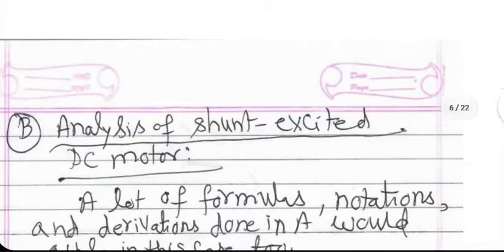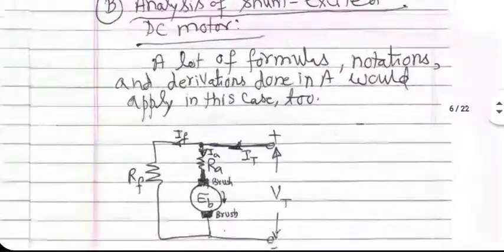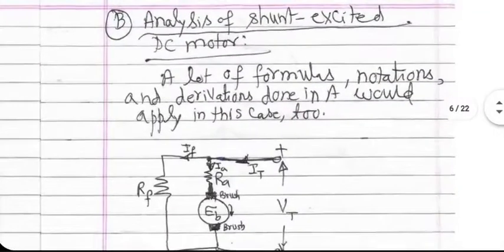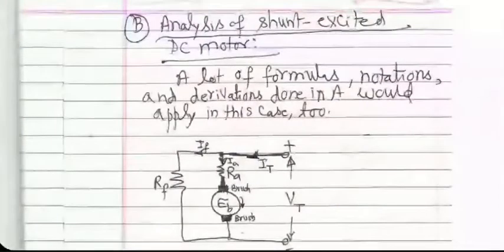Okay. Now, shunt excited case. This is one of the most commonly used cases where the field winding is connected in parallel with the armature winding. It is a self-excited case, obviously. I have denoted field current by IF, terminal current by IT, terminal voltage by VT, and armature resistance by RA. And I'm ignoring brush drop completely.